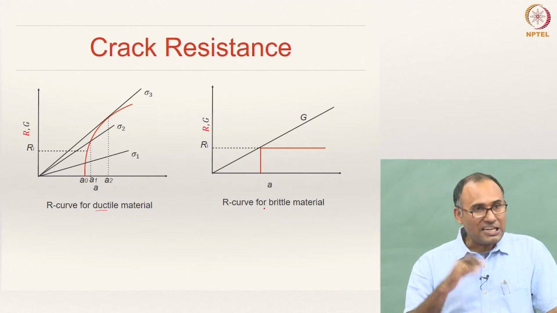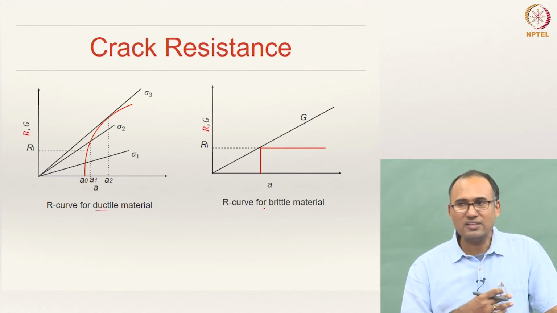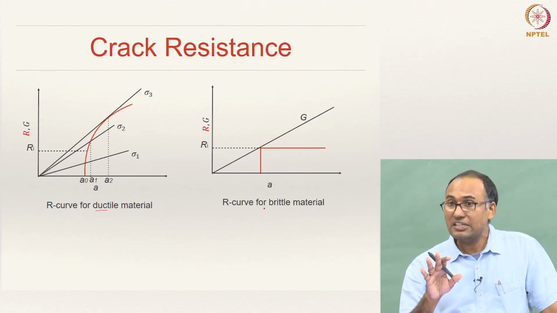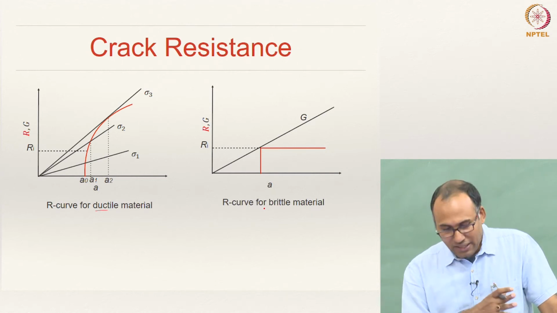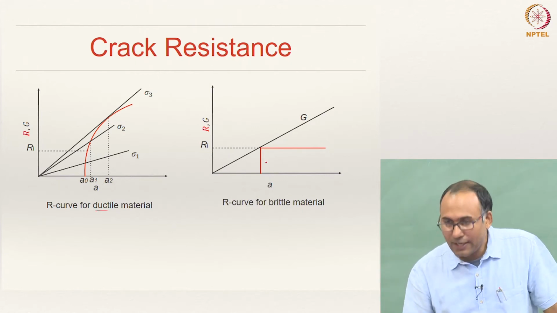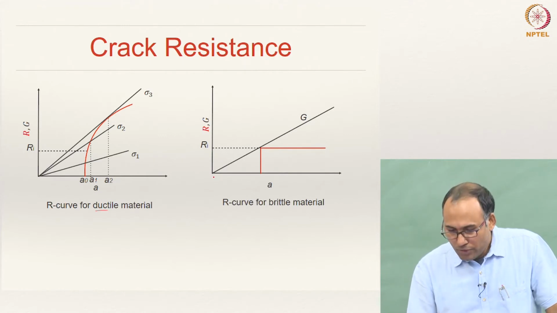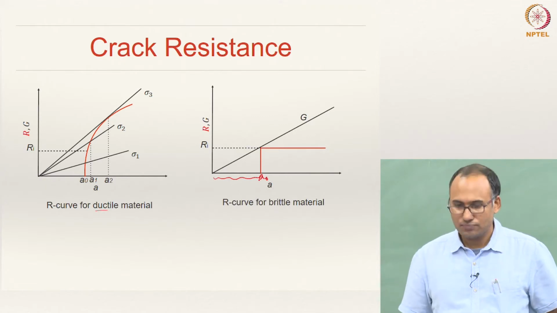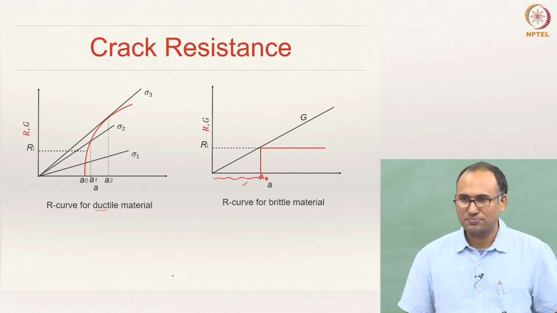Now for a brittle material first, the critical energy release rate does not change as the crack grows. It is constant. So for a given material, up to a certain crack length, let us say this is A naught, if your crack length is below A naught, that crack does not propagate.